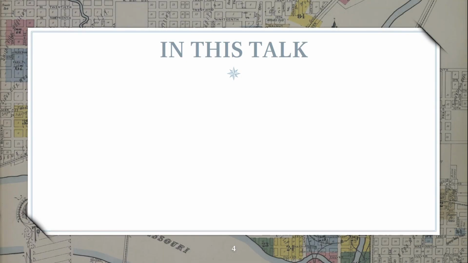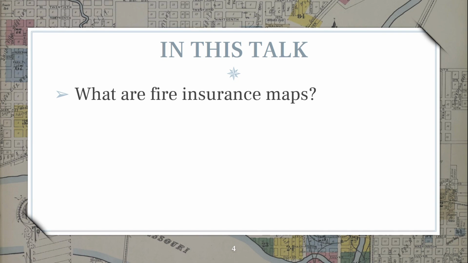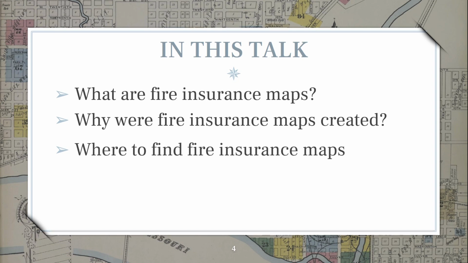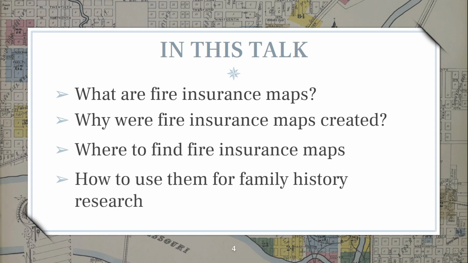So here's what we're going to cover in this talk. We're going to start with the basics of what fire insurance maps are. We're going to cover a bit of history about why fire insurance maps were created in the first place. And then we'll talk about where you can expect to find fire insurance maps online. And finally, we'll cover the basics of how to use fire insurance maps for your family history research. We're specifically going to be talking about fire insurance maps for United States research, but these maps exist for many areas of the world. So the tips you'll learn here today can apply to researching with fire insurance maps for any area where they're available.